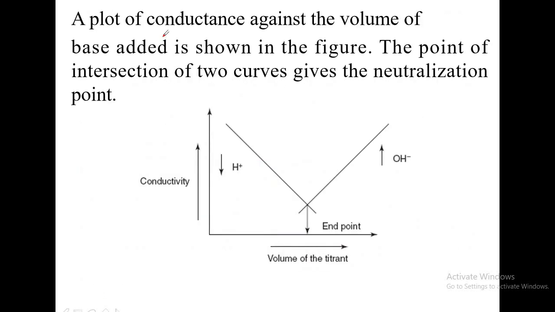When you draw a graph, with conductance on the y-axis and volume of the titrant along the x-axis, you get a graph like this. There are two straight lines. The point of intersection of the two straight lines gives the equivalence point or neutralization point or end point of the titration. That gives how much volume of the base is required to neutralize the acid completely. Beyond the equivalence point, conductance always increases, due to the increasing concentration of OH minus ions, which are highly mobile.